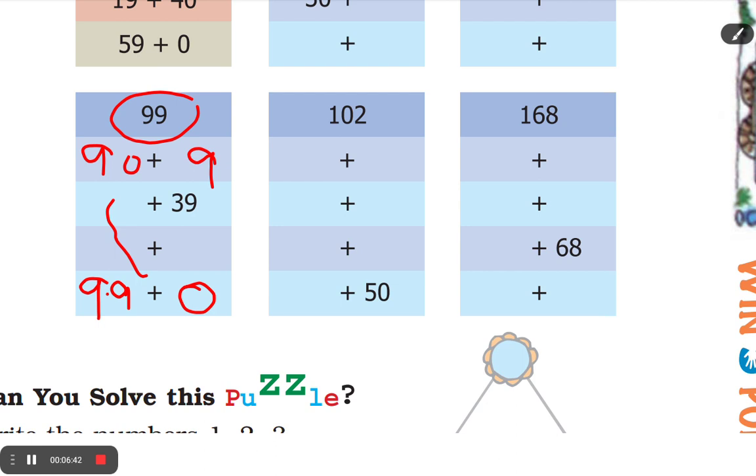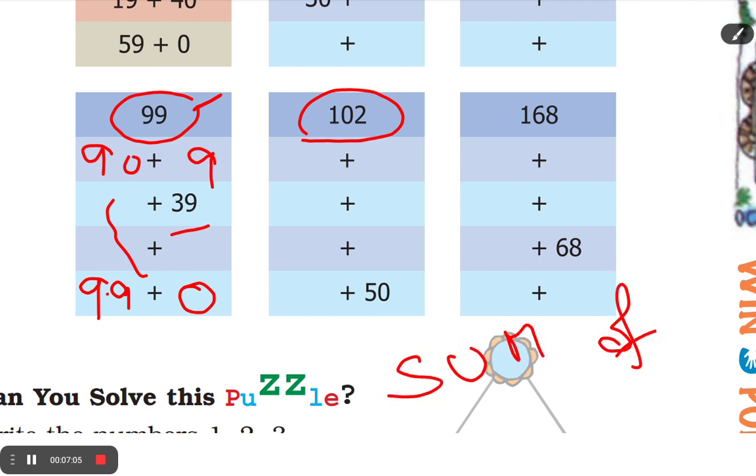And here for the next one he gave 39. So you have to find out what can be added to 39. Which number should you add to 39 to make it 99? So did you understand this question, children? Here what you are doing is, you are given a number and you are writing that number as the sum of two different numbers.